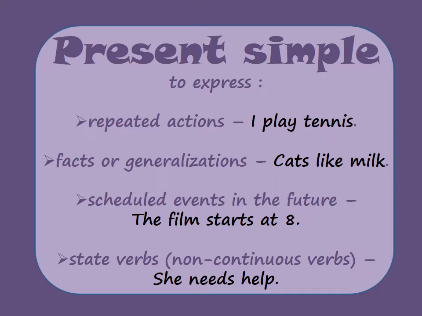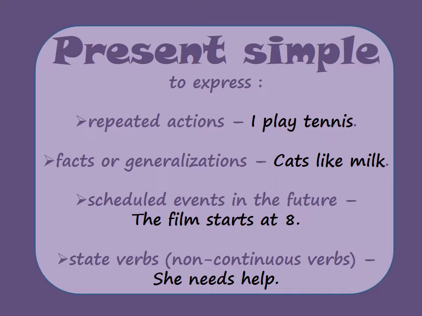This is a fact. I use the present simple also to speak about scheduled events in the future. The film starts at 8, so this is a schedule. This is a timetable. I use it also with state verbs, non-continuous verbs, like she needs help. I can't say she is needing help. Okay, like she loves also, or she hates.